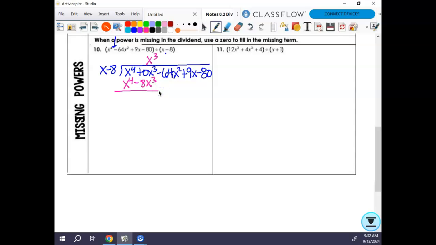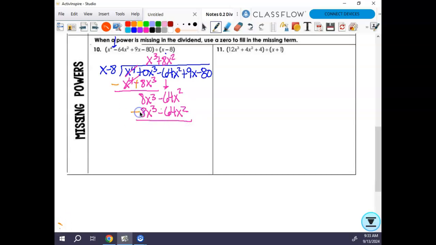Then I change the signs on the second row. Those zero out. This gives me 8x cubed. Bring this down, minus 64x squared. Okay. Then 8x cubed divided by x is what? 8x squared. So I'd get a positive 8x squared. So I get 8x cubed minus 64x squared.